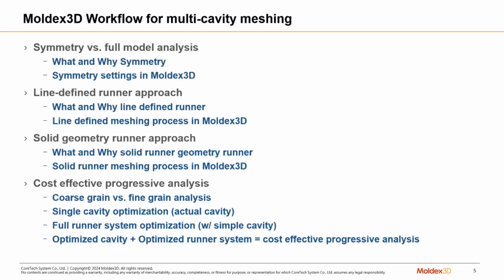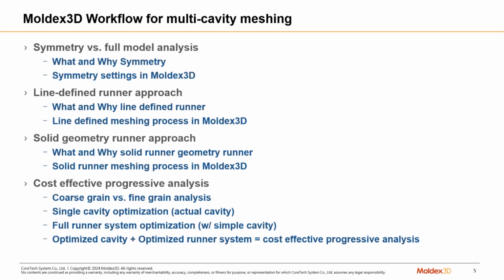One of them is the line-defined runner approach. We'll talk about what it is, why the line-defined runner is important, when to use it, and also the process on how to go about it inside Moldex3D. And another one would be the solid geometry runner approach. We're going to talk about what it is, why we use this, in what situation we can use it, when we cannot use it, and we're going to walk you through that process of what this solid runner meshing is.